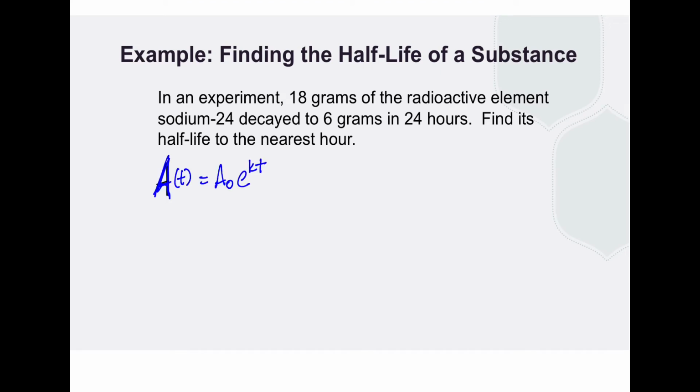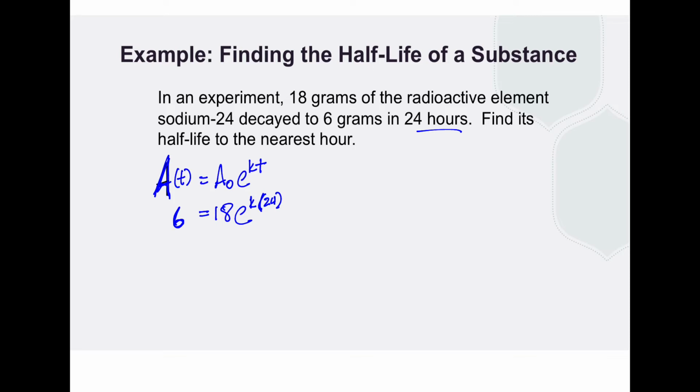We're going to put in the stuff that we're given here. Our t in this case, since we're talking about hours, is going to be in hours, and they want our answer to the nearest hour. So we started out with 18 grams, so that's our initial value here. T, time in this case, was 24. K, we don't know yet. That's going to be our rate of decay, and we just don't know it yet. And after 24 hours, we were left with 6 grams.